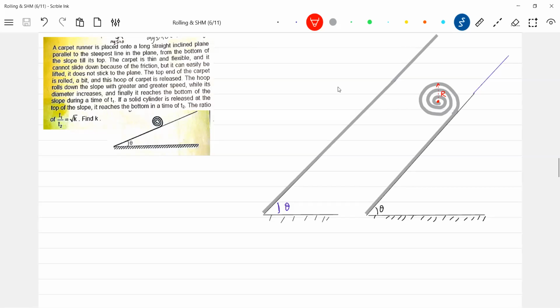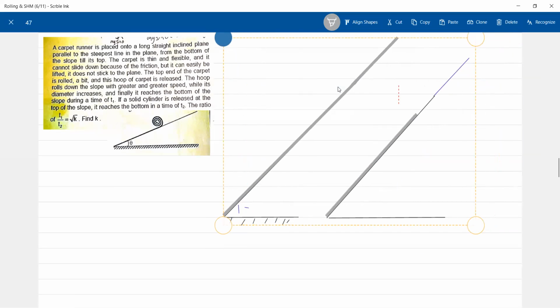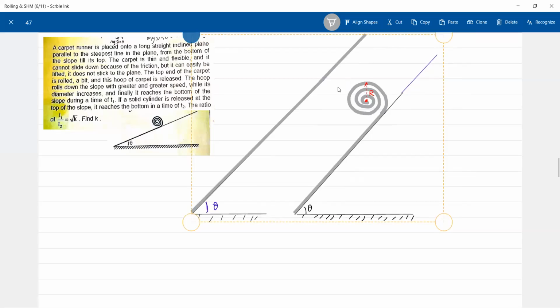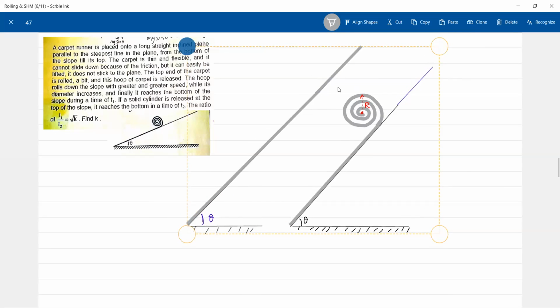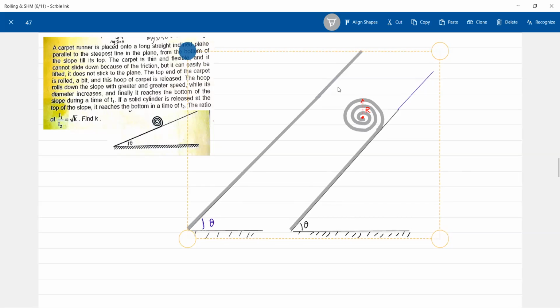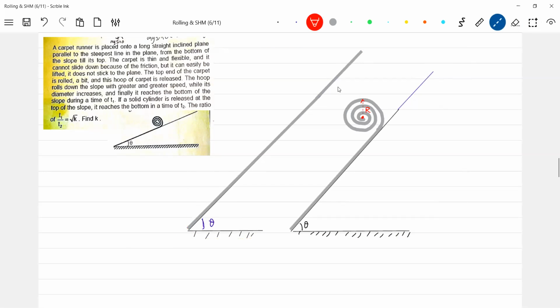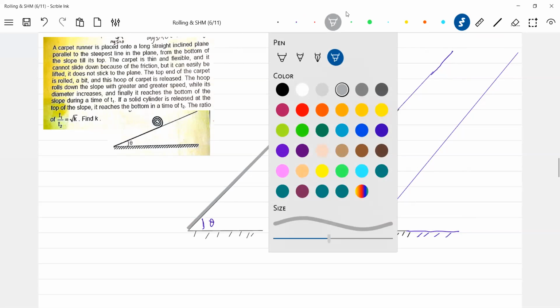So by the time it finally reaches the bottom. Somebody is asking what happens finally. I think I had to give one more diagram. Some of them are asking, sir, finally what will happen? The carpet will be here, no?